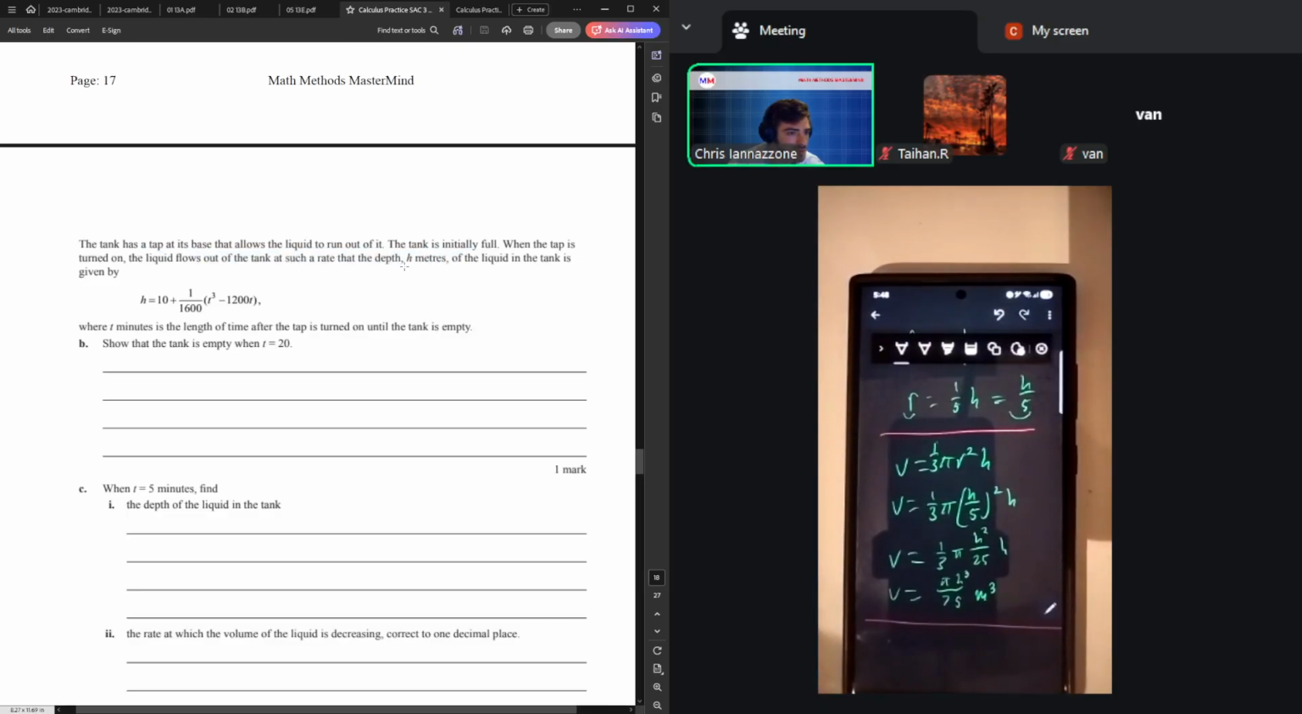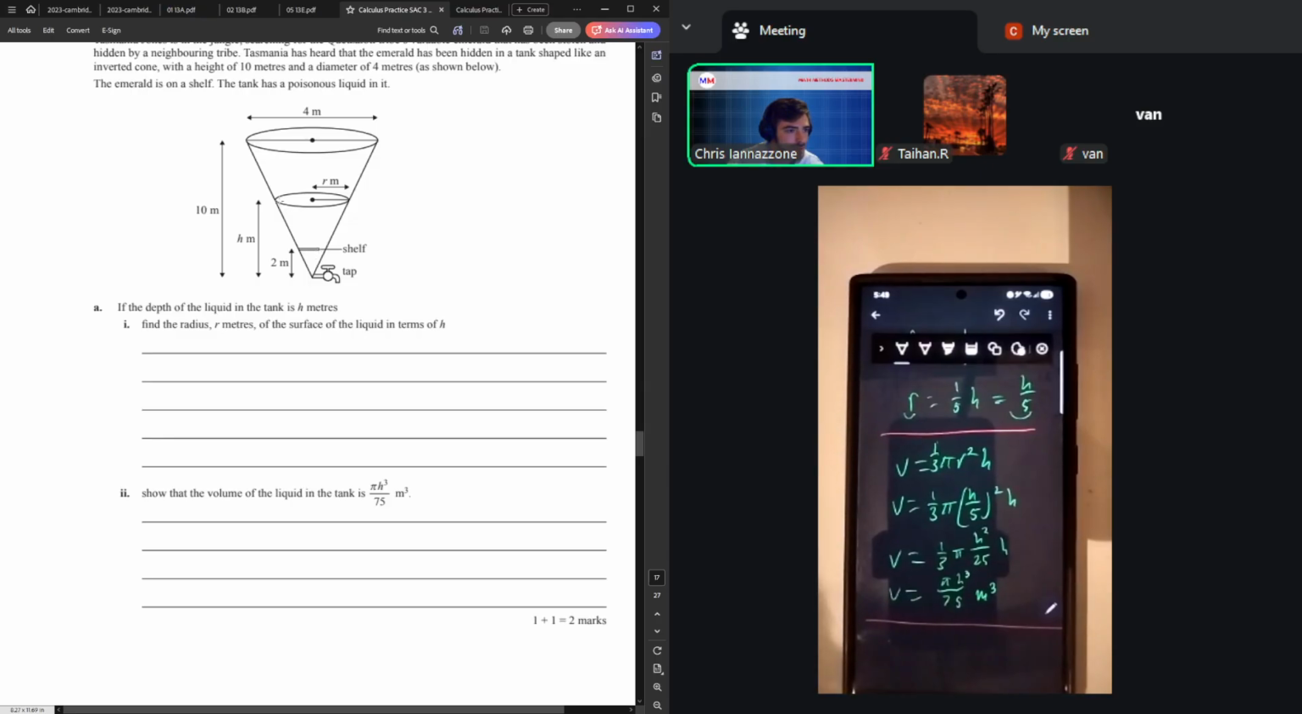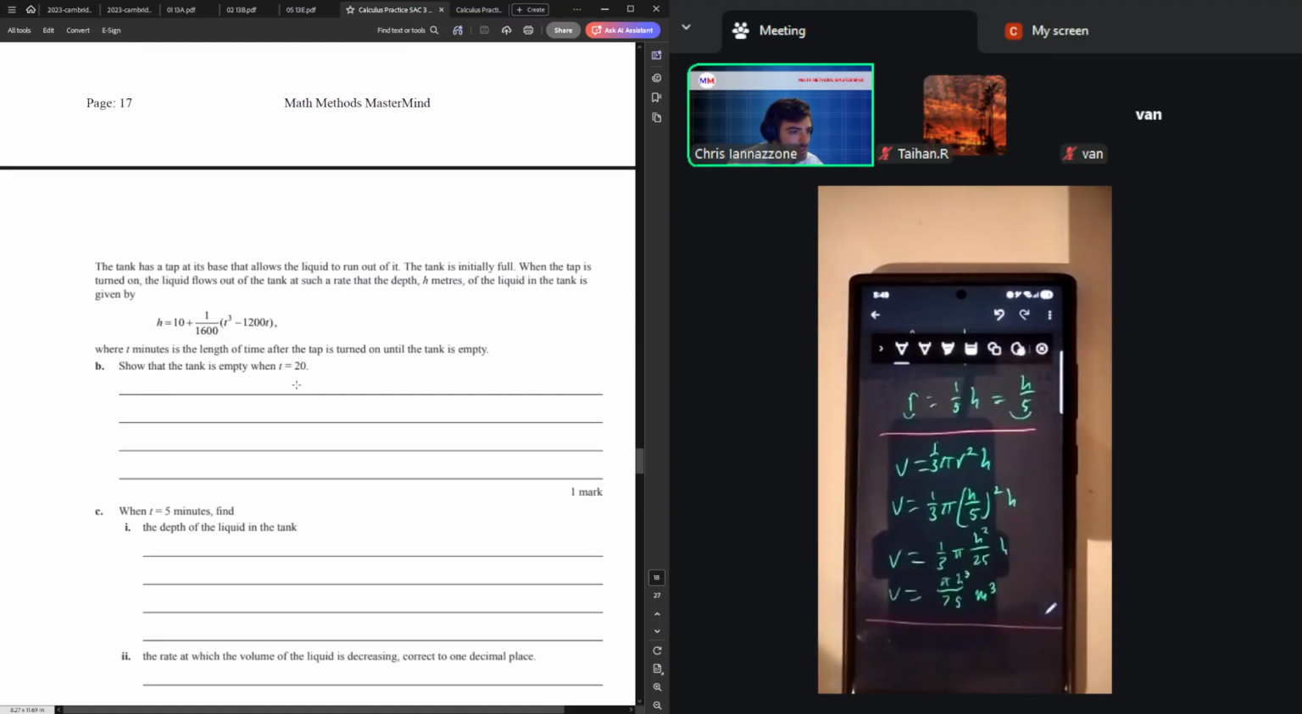Liquid flows out. Depth of h is given by... So basically, this equation that we have here is determining the height of the liquid in the tank with respect to time. You turn on the tap, this height slowly starts to decrease over time until it'll eventually, obviously, hit 0 at some point. And this is the function that describes that.